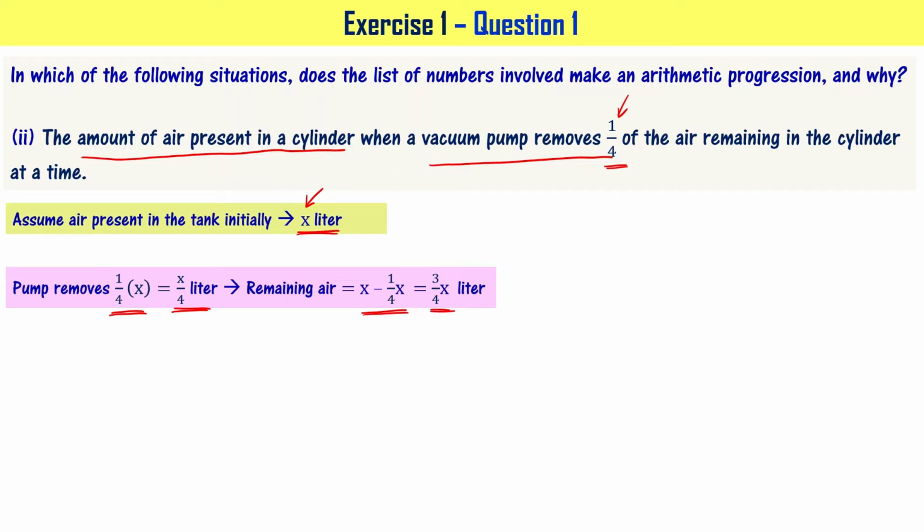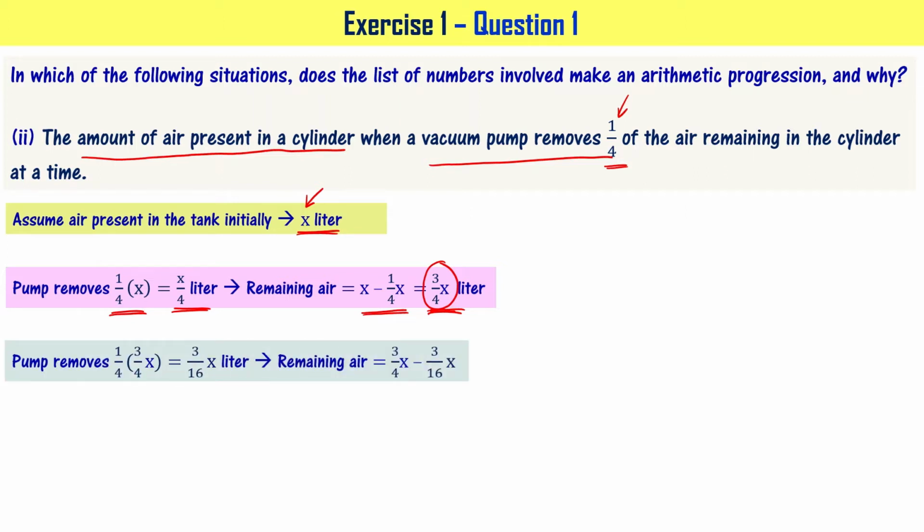Once you have this much air present in the cylinder, you are going to operate the pump again. Once you operate, what will happen? It is going to remove 1/4 of this particular amount of air. So the pump is going to remove 1/4 of 3/4 X, that is 3/16 X, right? What is the remaining air? You have 3/4 X initially before starting the pump. Once you started the pump, it removed 3/16 X, right?